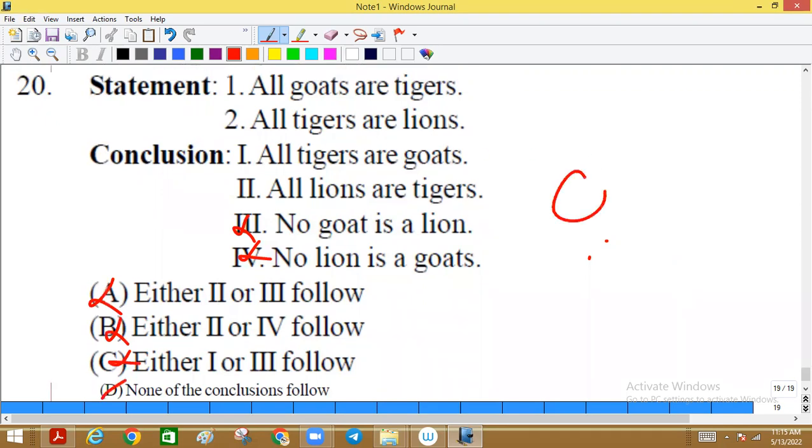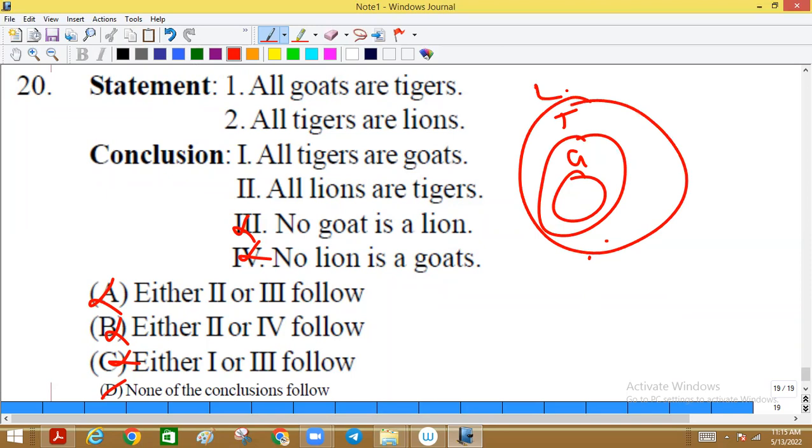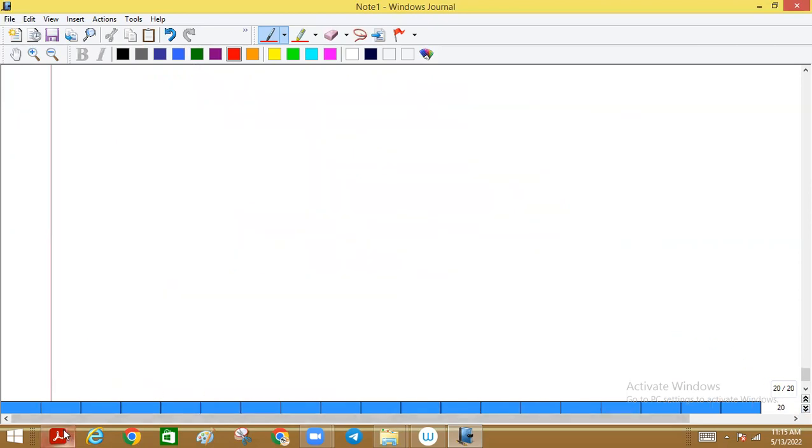All goats are tigers, not possible, but anyway, all goats are tigers. All tigers are lions. Can you say that all tigers are goats? No, wrong. All lions are... wrong. So obviously, the answer is easy. Next.